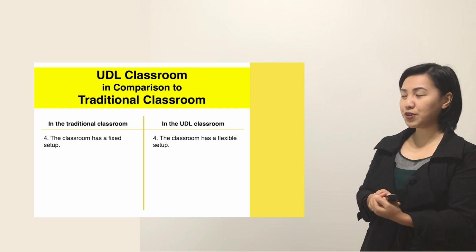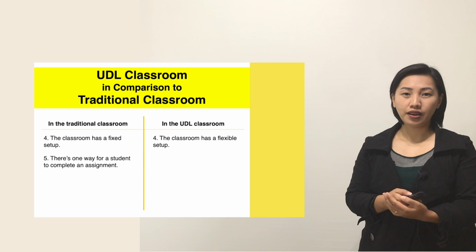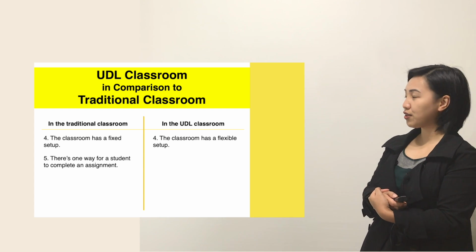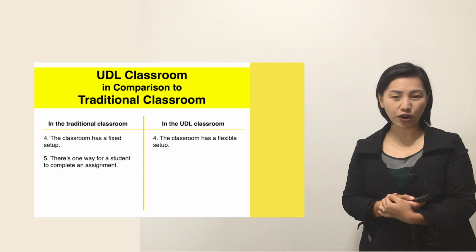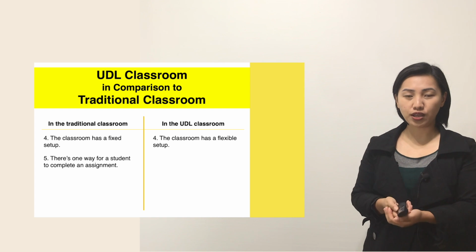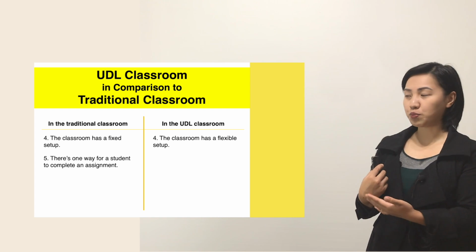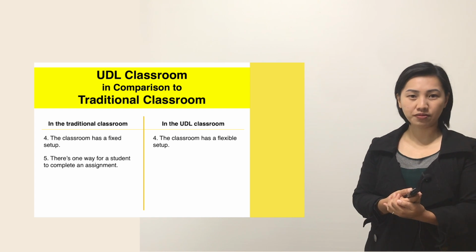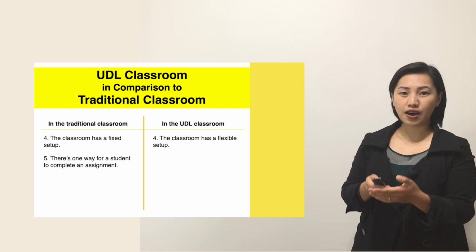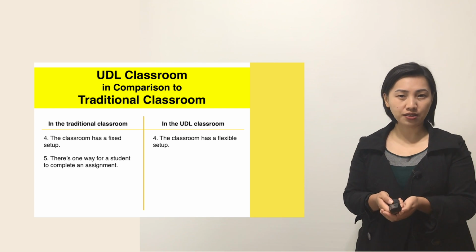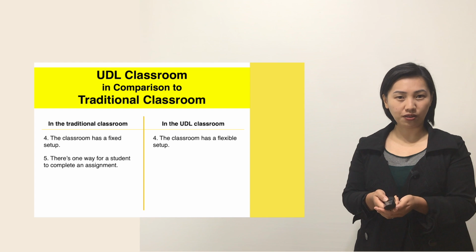Okay, the fifth comparison. In a traditional class, there is usually only one way for a student to show what he knows. That is on the principle of action and expression. So, for instance, having a quiz at the end of a lesson. That's very typical, right?